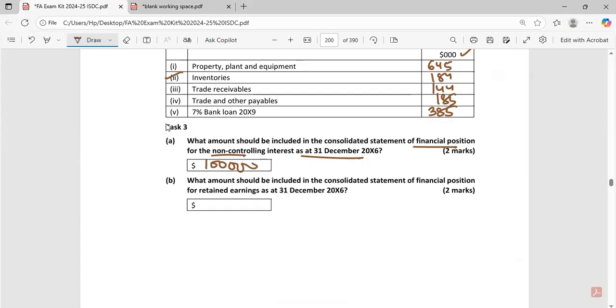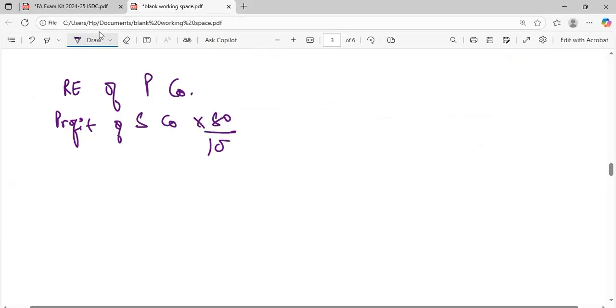Let's see the second requirement, which is consolidated statement of financial position retained earning. Okay, so we have to tell what is the amount of retained earning which will appear in statement of financial position. Okay. So this would include retained earnings of P company, plus the profit of S company, and we will take 80% of it because P company owns 80% of it. And from this, we are going to eliminate our URP, which is the unrealized profit.